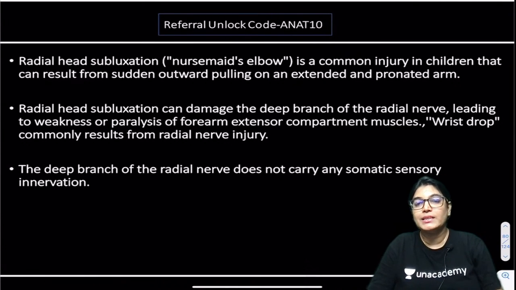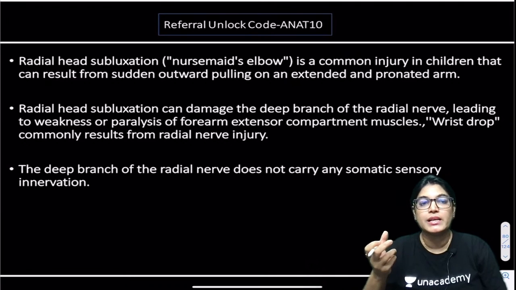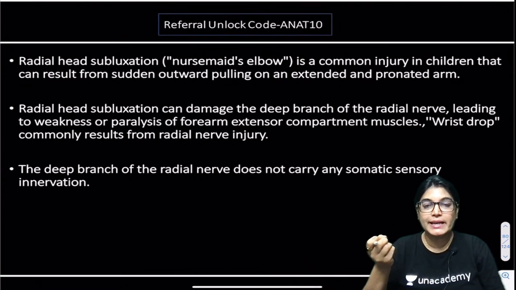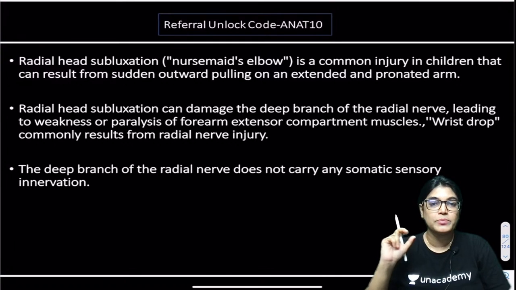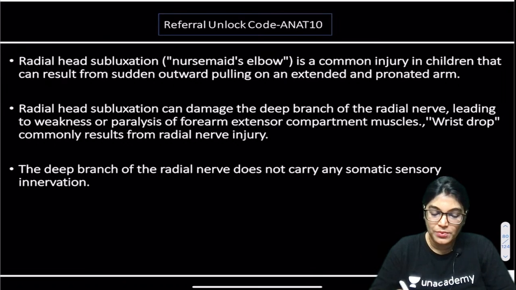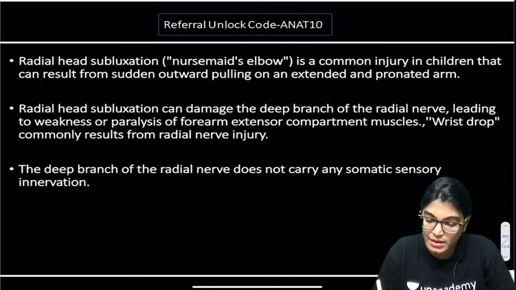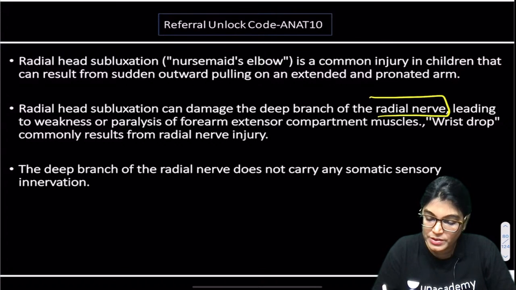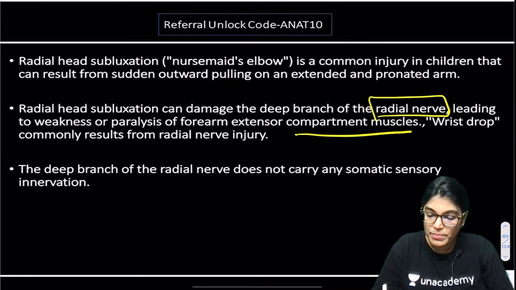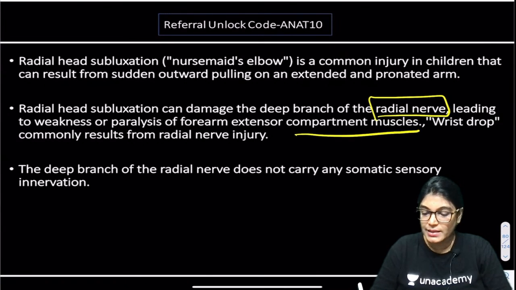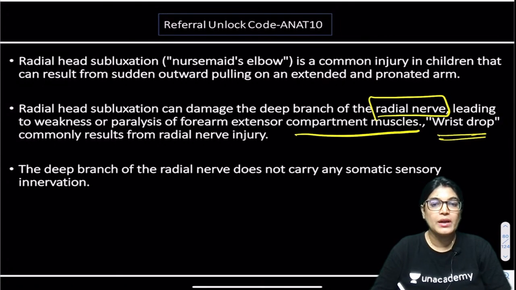What will happen when it happens? It's sudden. At times the head of radius is pulled out from the annular ligament, and this condition is called nursemaid elbow or radial head subluxation. If radial head subluxation occurs, it can lead to involvement of the radial nerve. If the radial nerve is injured, then the extensor compartment muscles will be involved, and this will lead to wrist drop.